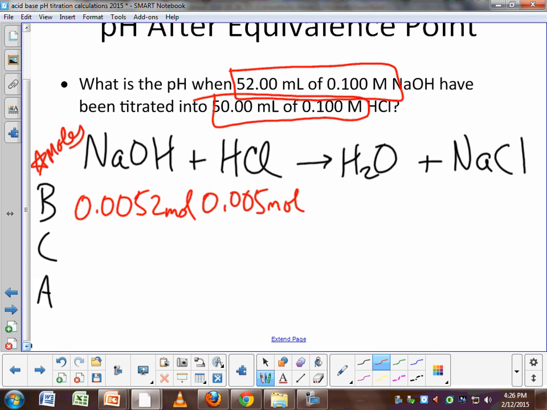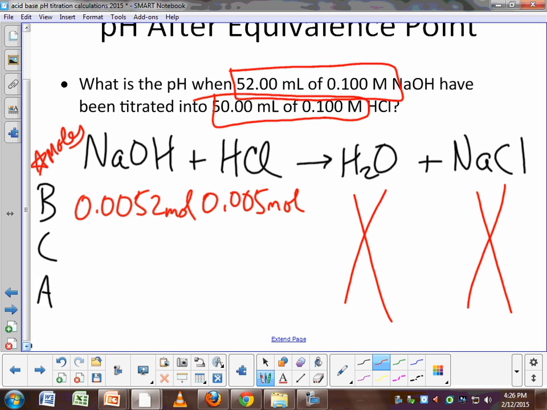moles. We are not interested in the water. We are not interested in the sodium chloride. No effect on pH. It's not going to be a part of our calculations. And once again, we have a BCA chart. We are not at the equivalence point because I do not have the same number of moles of each one. We are, in fact, after it.